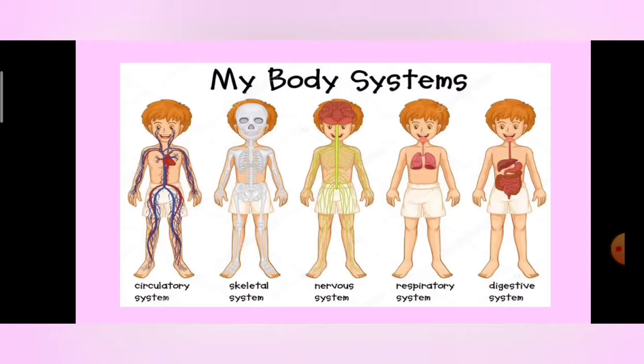This time we will discuss the body systems in our body. Our body consists of several systems: the circulatory system, skeletal system, nervous system, respiratory system, and digestive system. But today we only discuss the skeletal system. Okay, we'll start this lesson.